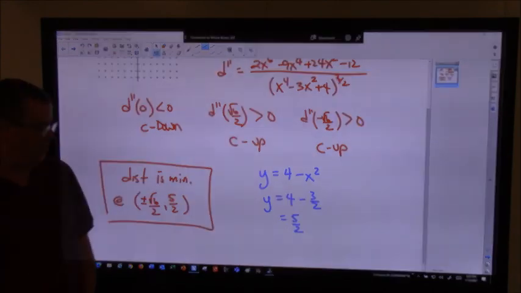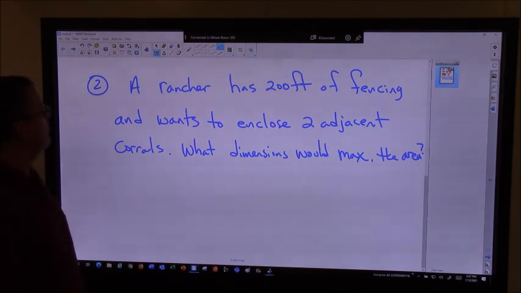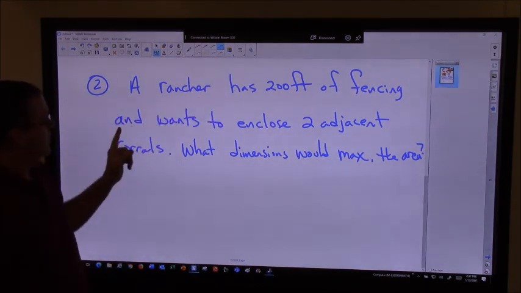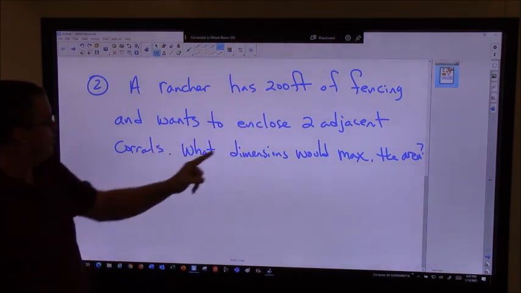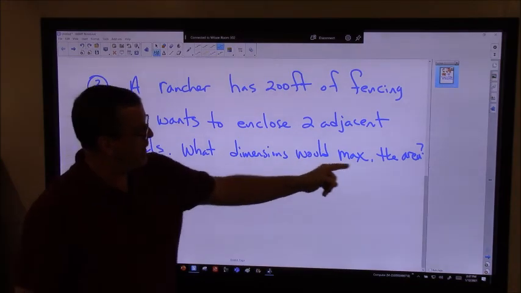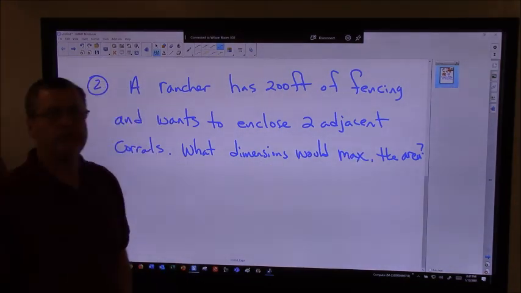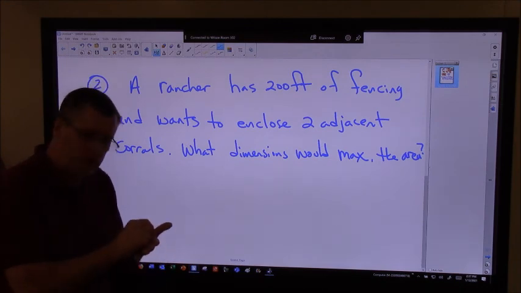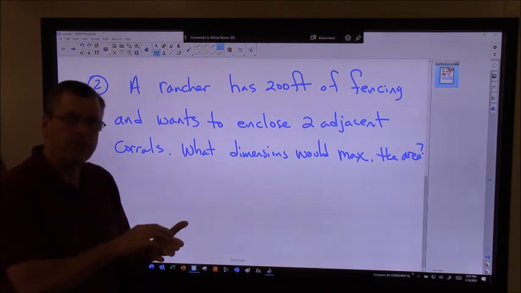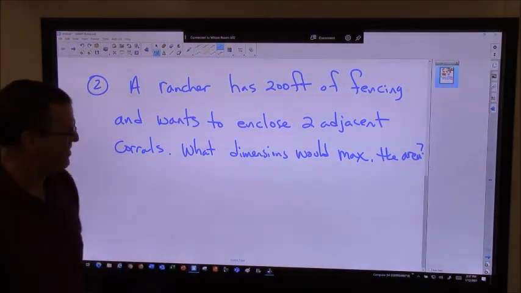All right, let's try another one. All right, here's a realistic problem. I think this happens all the time. A rancher has 200 feet of fencing and wants to enclose 2 adjacent corrals. What dimensions would maximize the area of those 2 corrals? Okay, I can just see the cowboys sitting out there in the dirt doing some calculus trying to figure out where exactly should we put the corners to maximize the area. I'm sure that happens all the time.